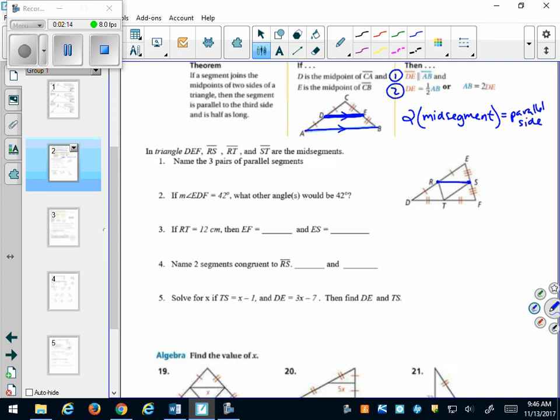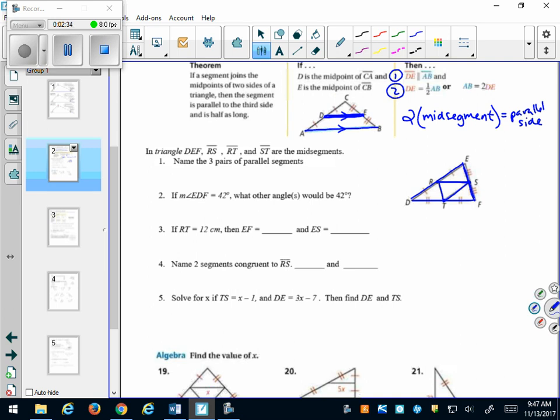Now, notice that there's actually 3 midsegments that you could draw in every triangle, because you could connect the midpoints of DE and EF, but then you could also connect the midpoints of EF and DF, etc., and then the third one here. So you actually can draw 3 possible midsegments in a triangle.